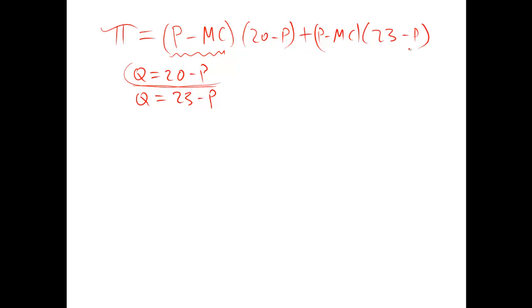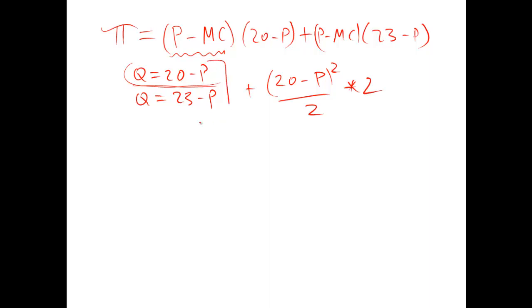And then finally, in addition to that, we want to add in those triangles, in particular the triangle under the lower demand consumer's demand curve above the price. And so what's that? Well, that's going to be (20 minus P) squared divided by 2, but then times 2 because there are two of them.